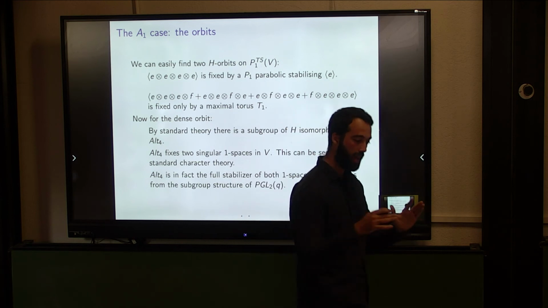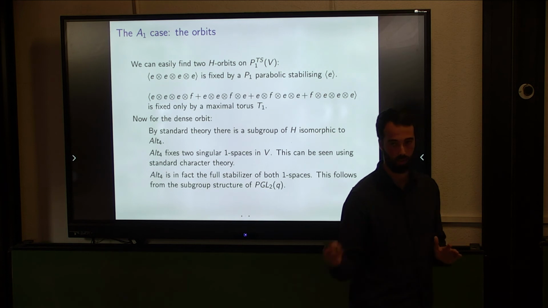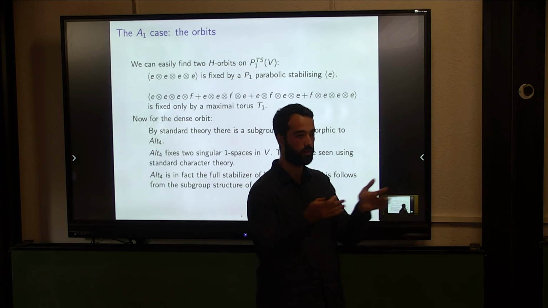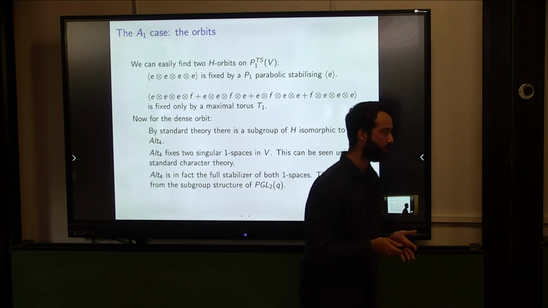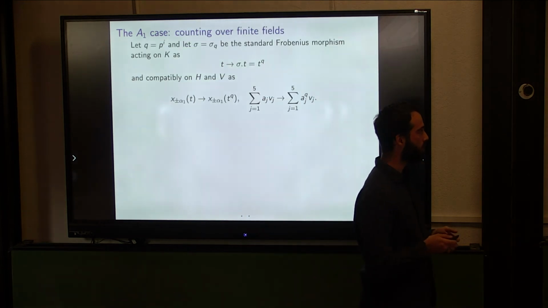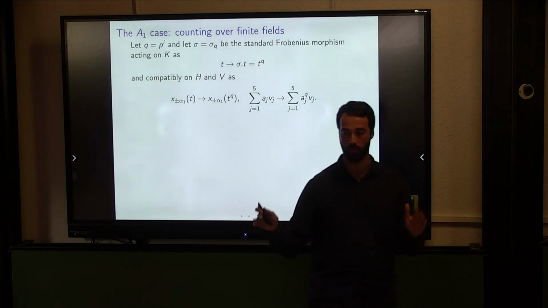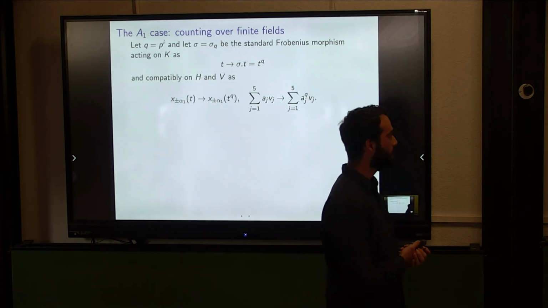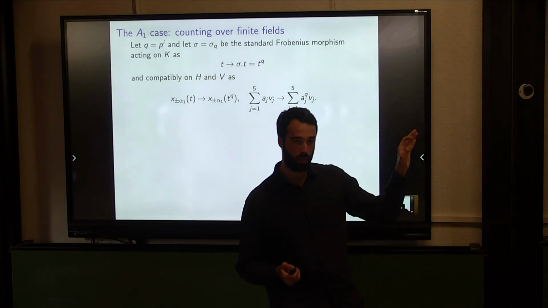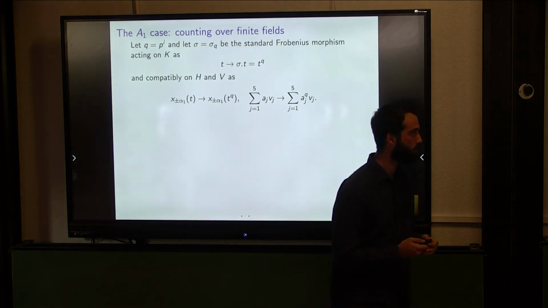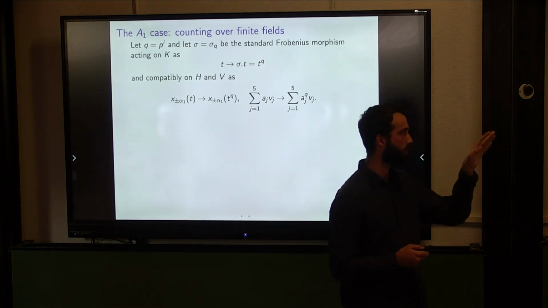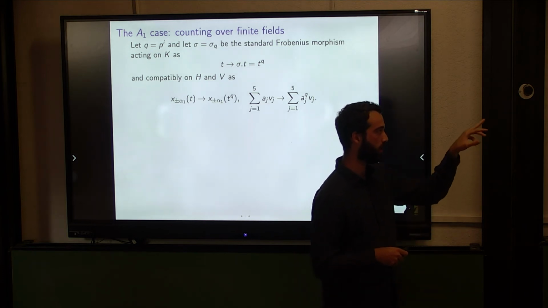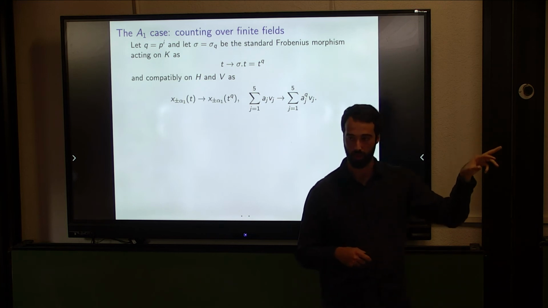Okay, so it's nice. We have found our stabilizer of the dense orbit, but who tells us that these are all the orbits? There might be other orbits that we haven't found. So the strategy here is to use a counting argument over finite fields. This is a setup that occurs again and again. We take q to be a power of our characteristic p. Sigma is the standard Frobenius morphism, so it's acting on all our structures, so it's acting on K by raising to the q-th power.